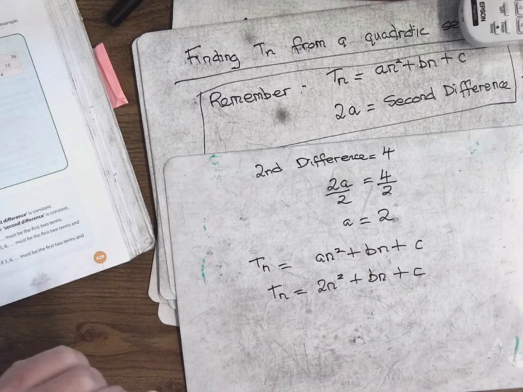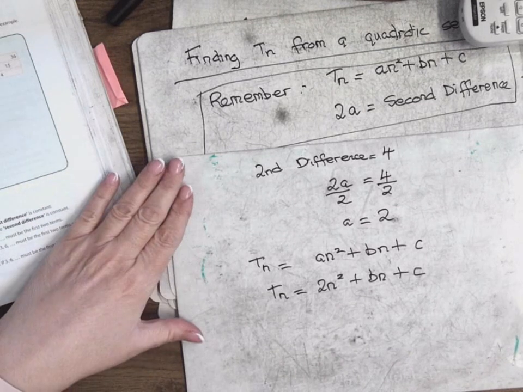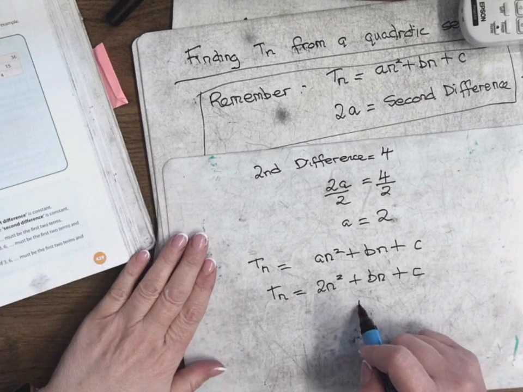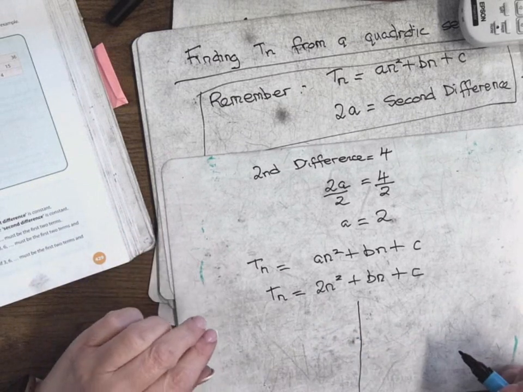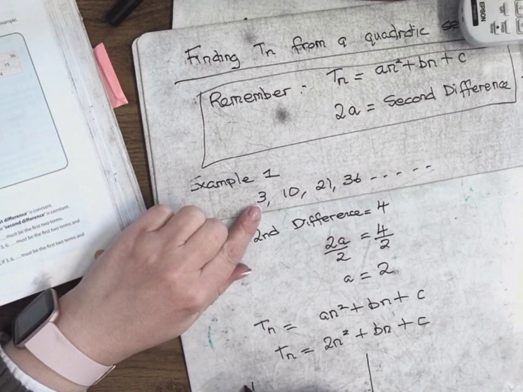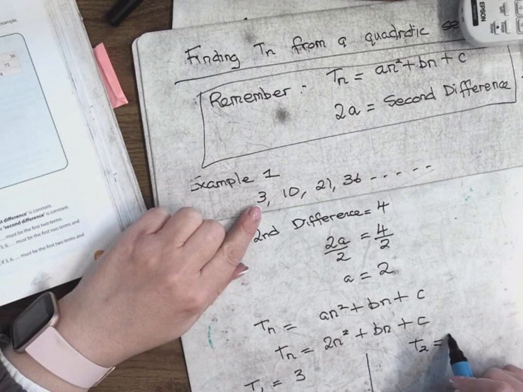So I'm 1/3 of the way there. Why? Because I have to figure out what b is and what c is. So I figure out what b is and what c is by using the first term and the second term. Okay, so term number 1 is 3, and term number 2 is 10.